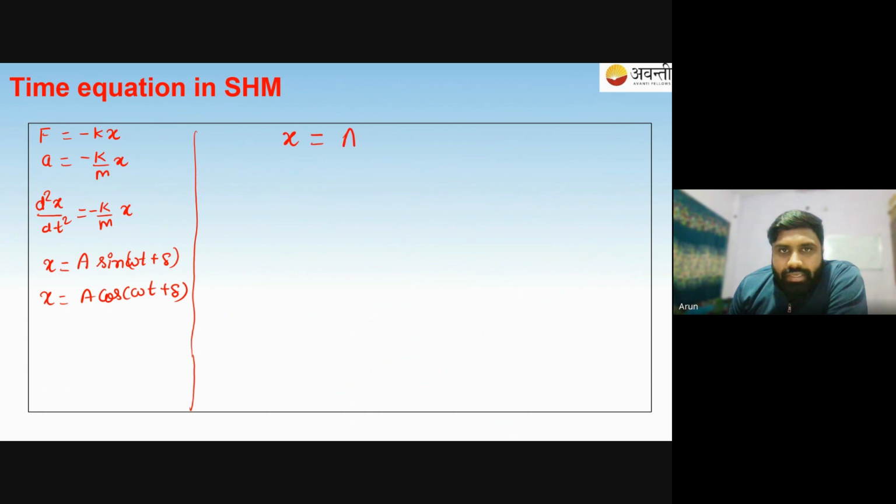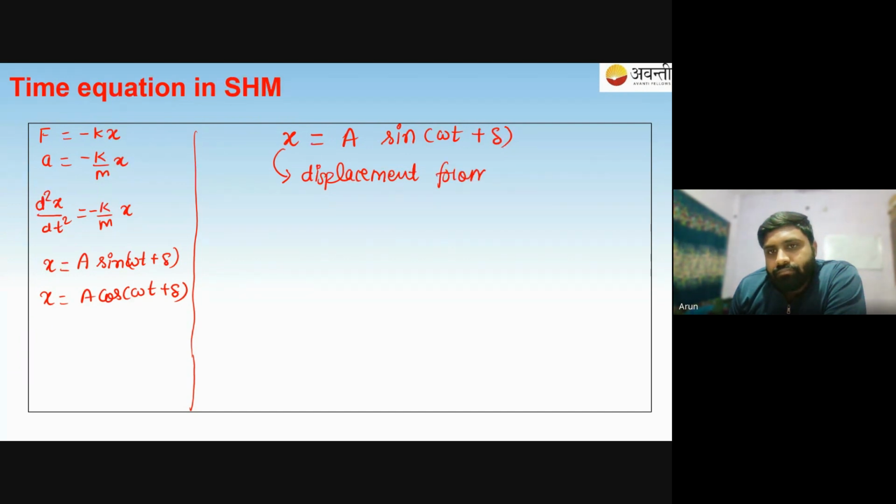x is equal to a sin omega t plus delta. Okay. Now here x is the displacement from mean position. Got it? Now, what is the maximum value of this expression? What is the maximum value this expression can get?